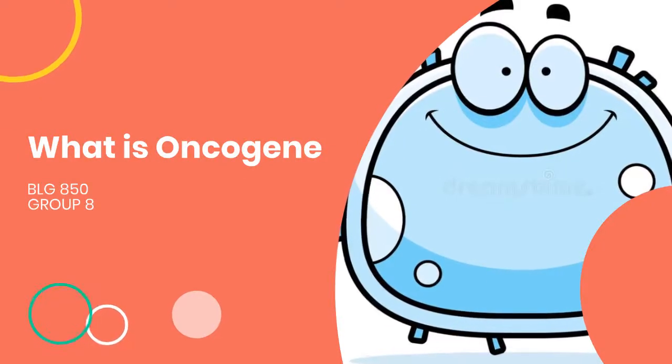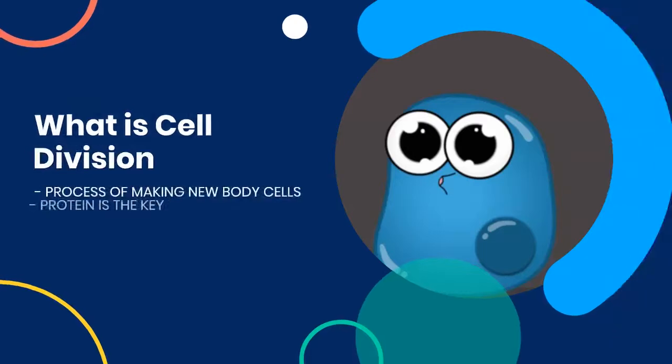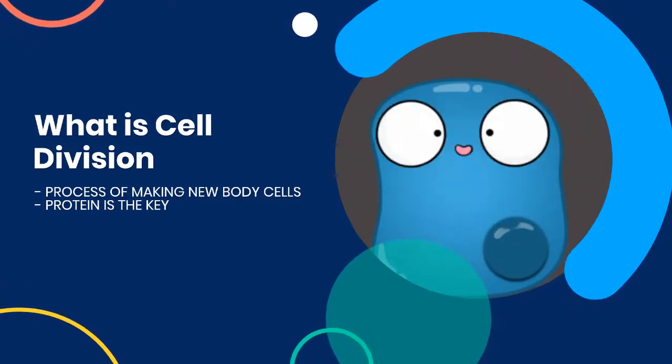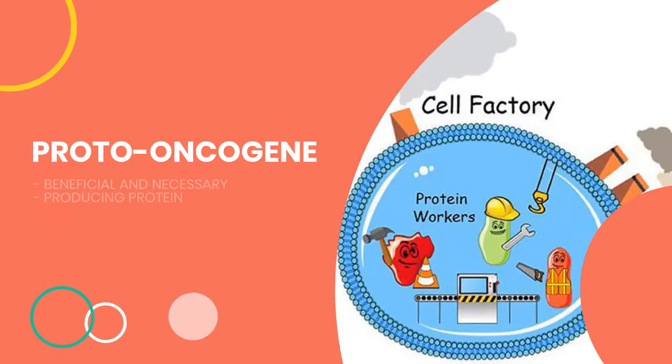Hi everyone, today we're going to talk about oncogenes. Before we start, let's rewind what cell division is. Cell division is the process of making new cells and protein is the key in this process. Now, before we get into what an oncogene is, let's discuss what a proto-oncogene is.